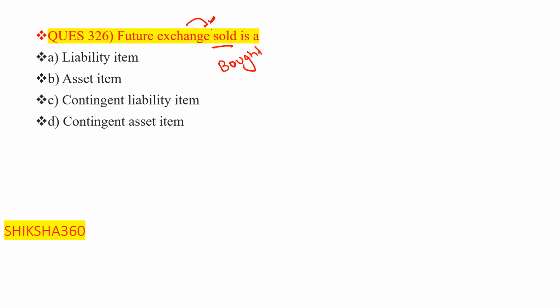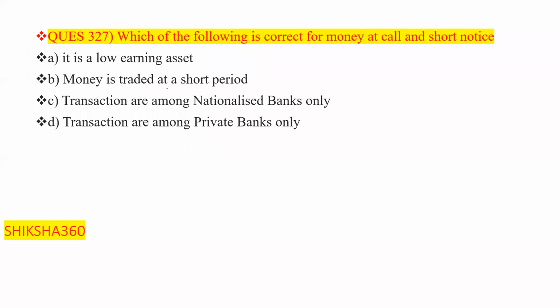Now here it is basically sold. So future exchange sold, it is a liability item, asset item, contingent liability item, or contingent asset item. This question you have to think over. Regarding the future exchange sold, I will tell the answer of this question in the last. In the meanwhile, you can think over that. Now move to the next question.